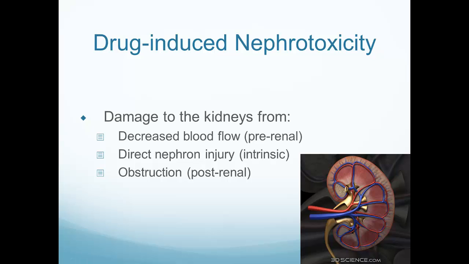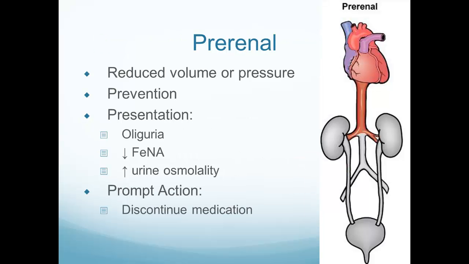So let's take a look at those. First of all, it could be prerenal, which means we don't have enough blood flow coming to the kidney. And that's caused by the drug. So the drug is causing the patient not to have enough blood flow coming to the kidney. So our drug is going to decrease blood flow to the kidney. Our prompt action here for this patient would be to discontinue the medication. What it's saying here under presentation is we could expect to see oliguria occurring in the patient. We could expect to see a decrease in our FeNA.